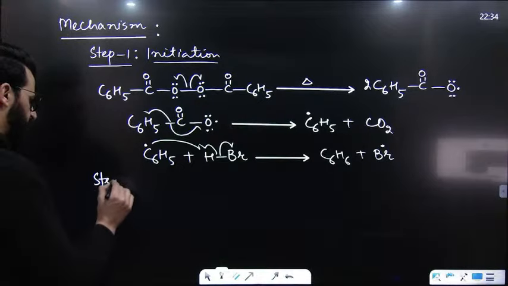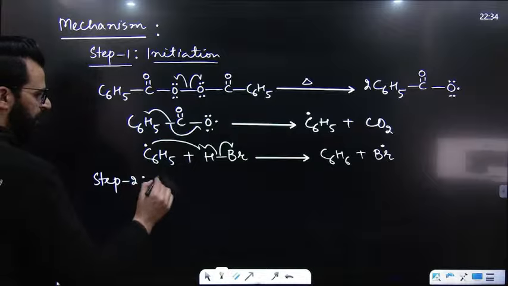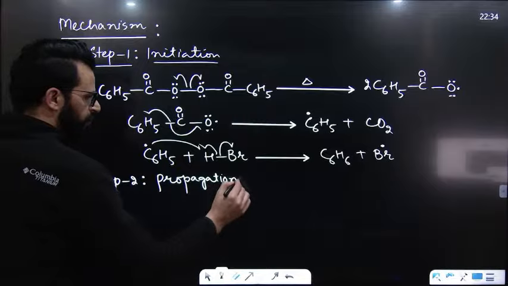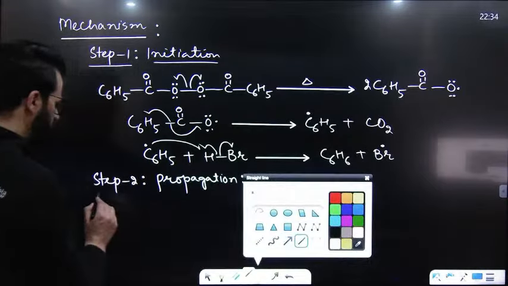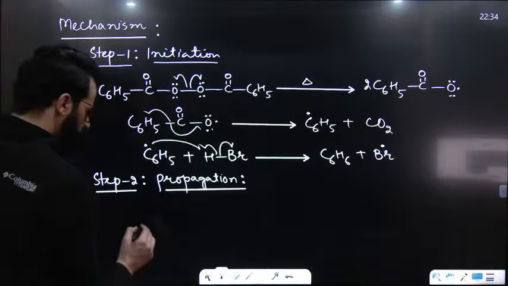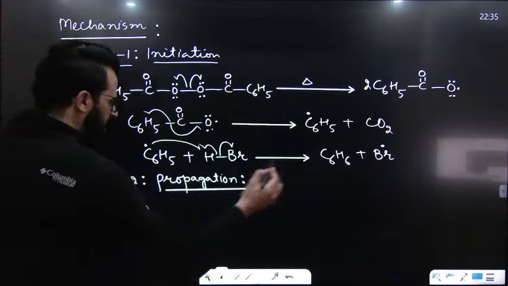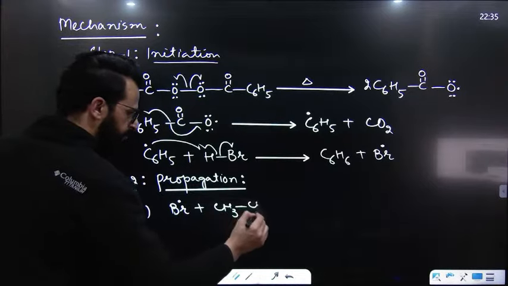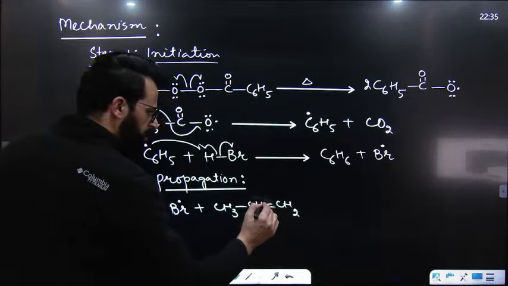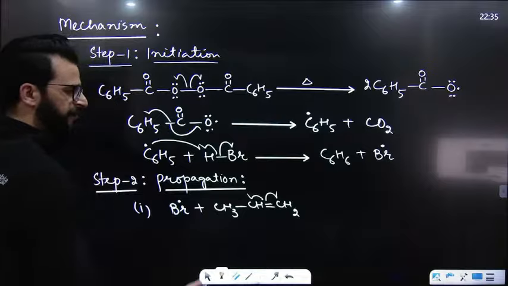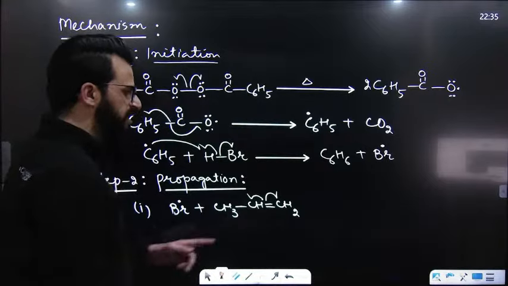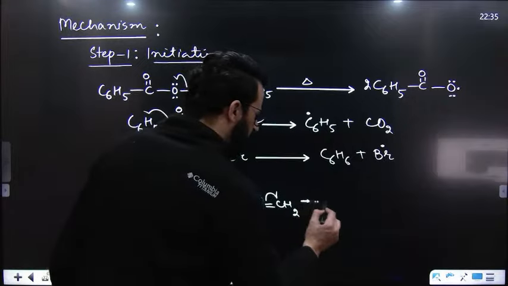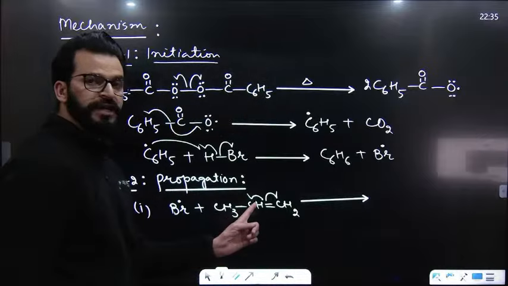After that, step 2, I mean to say propagation will take place. Now, reaction will propagate. In first step of propagation, a radical will attack the substrate and will break this weaker pi bond and will result in the formation of C radical. This is primary carbon free radical. This is secondary carbon free radical. Primary is less stable, secondary carbon free radical is more stable.